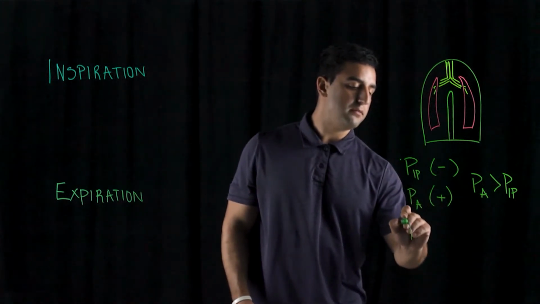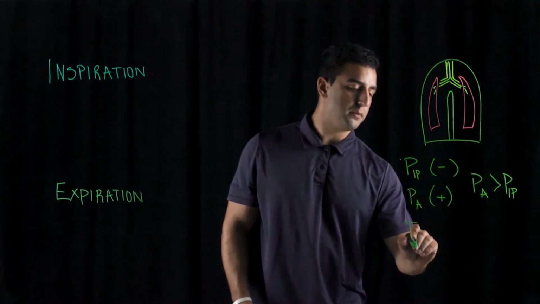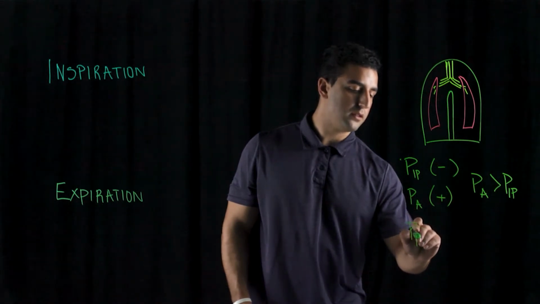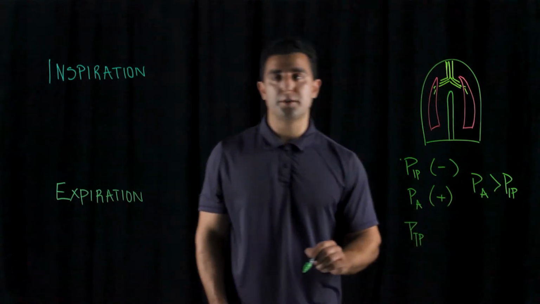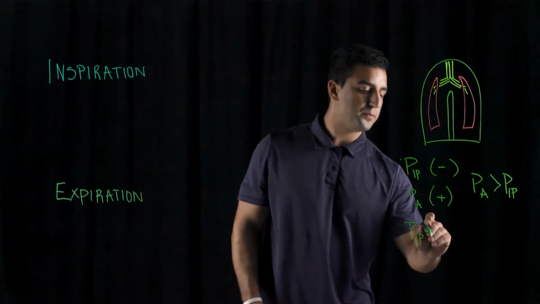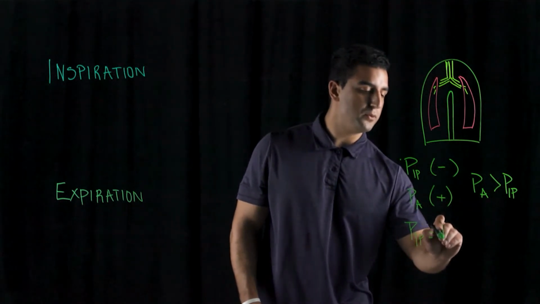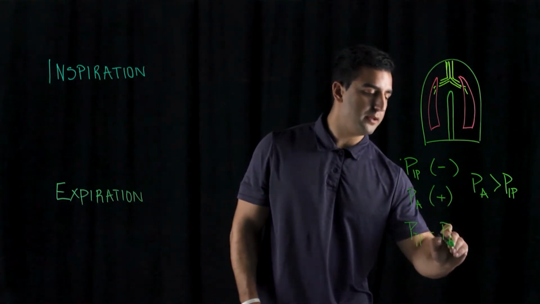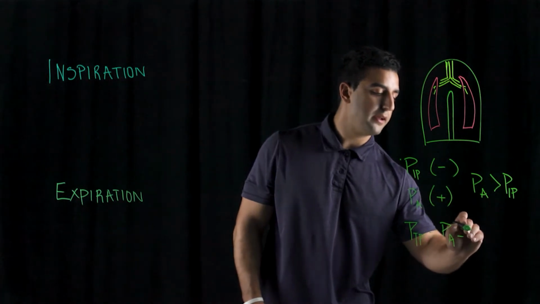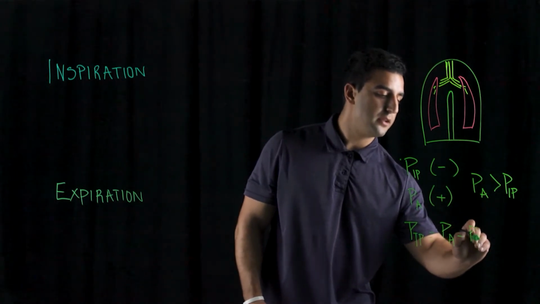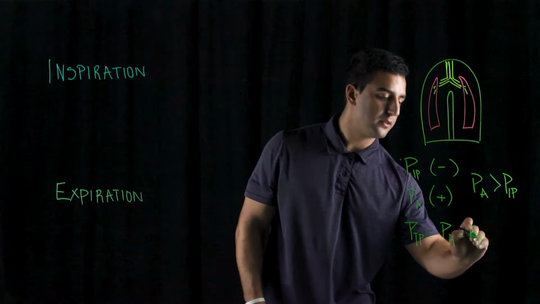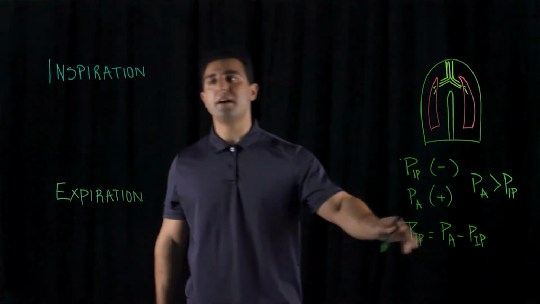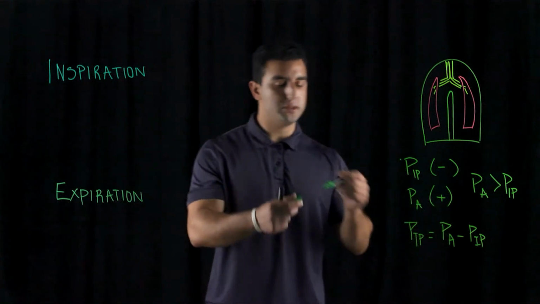And then finally, you have the transpulmonary pressure. Transpulmonary pressure is the difference between the pressure in the alveoli, subtracted by the pressure in the pleura. This gives you a value in terms of the changes in pressure differences.